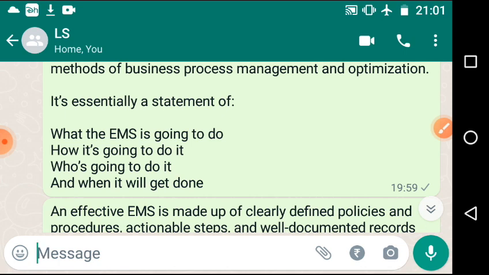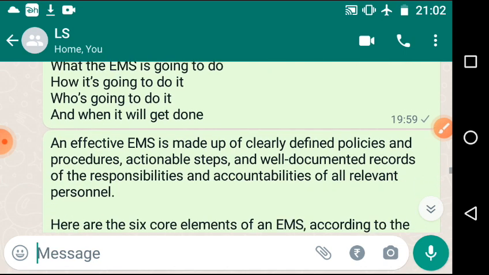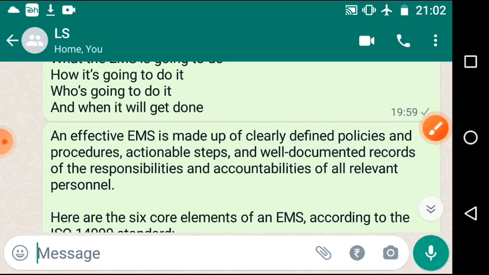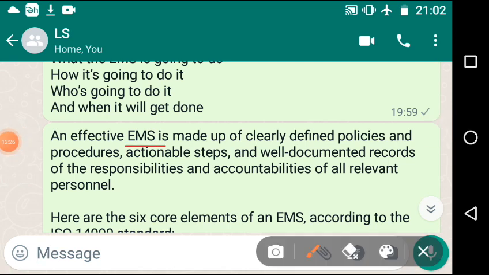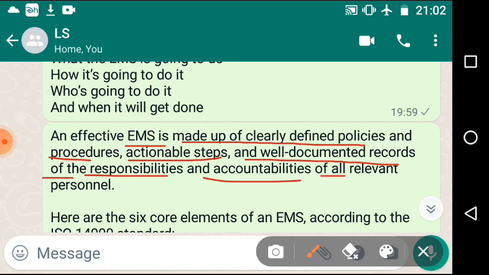It is essentially a statement of what the EMS is going to do, how it is going to do it, who is going to do it, and where it will get done. These are the main questions that arise in our minds: what the EMS is going to do, but how is it going to do it, how will the environmental management system achieve that goal, who is going to do it, and when will it get done. These are the main questions we have in mind when we talk about an environmental management system.